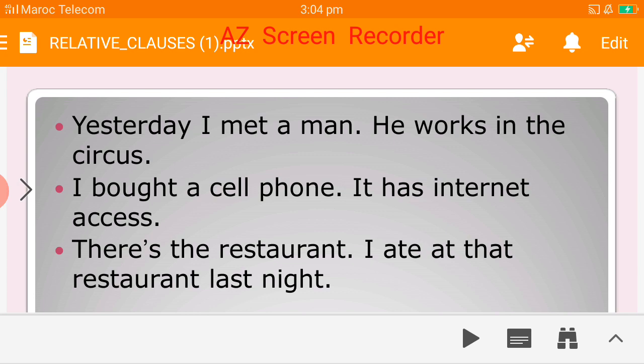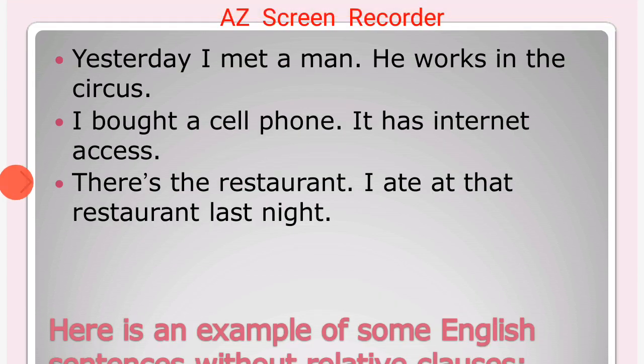Yesterday, I met a man who works in the circus. I bought a cell phone, it has internet access. There is a restaurant, I ate at that restaurant last night. So in each example, we have two sentences, which means the first one, yesterday I met a man, and the second one, he works in the circus. So between the first sentence and the second sentence, we try to combine the first part with the second part with a suitable relative pronoun.